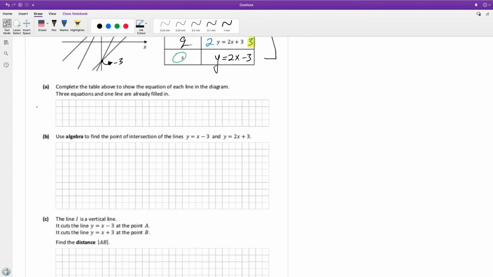Right. Grace, using algebra, find the point of intersection of these two lines. What am I going to do? Brilliant. Off you go. Simultaneous equation. 20 minutes left, guys.